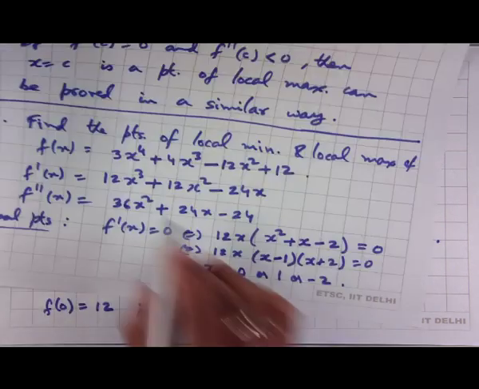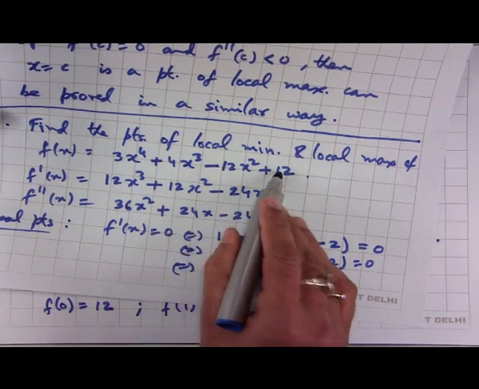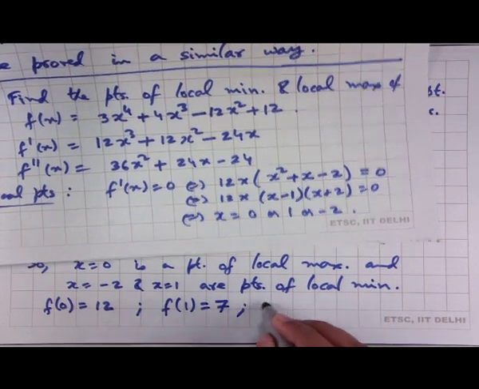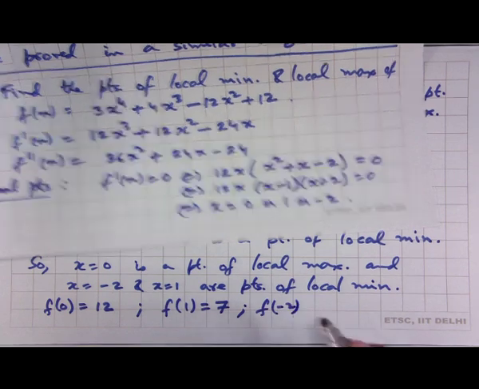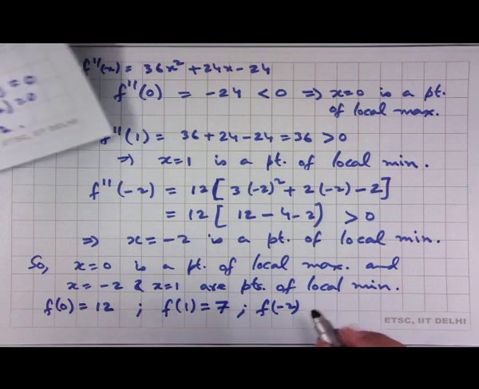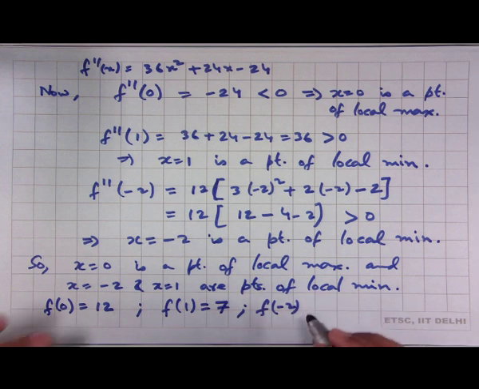And f at 1, if you calculate, this is 3 plus 4 minus 12 plus 12, this is equal to 7, and f at minus 2, if you calculate f at minus 2, this turns out to be minus 20.